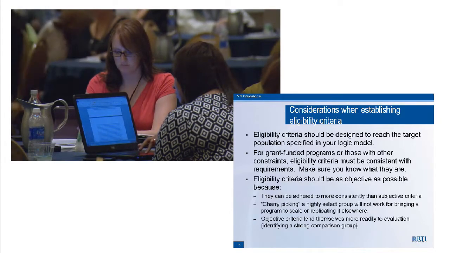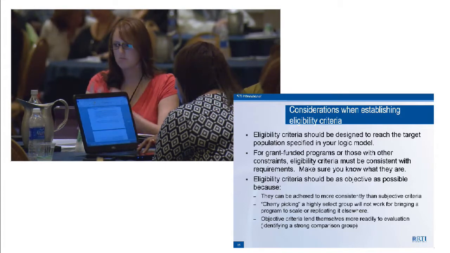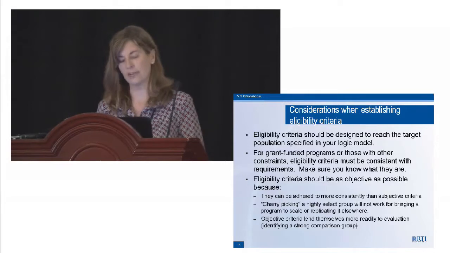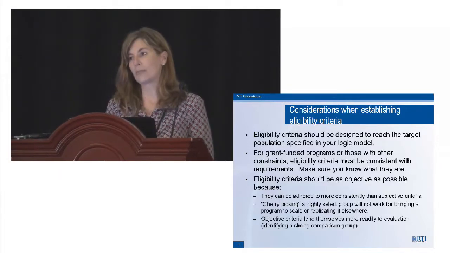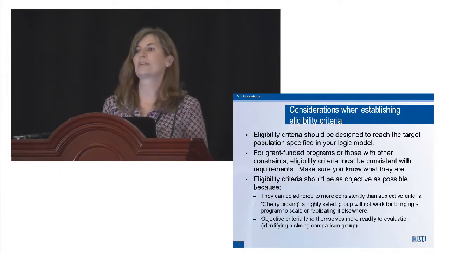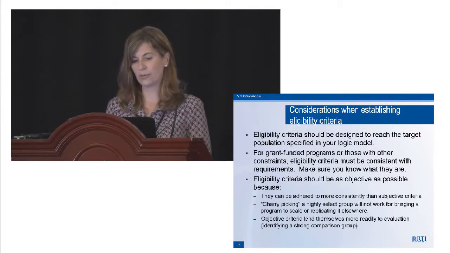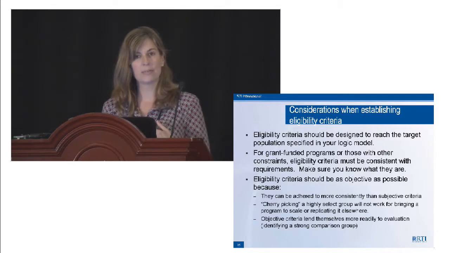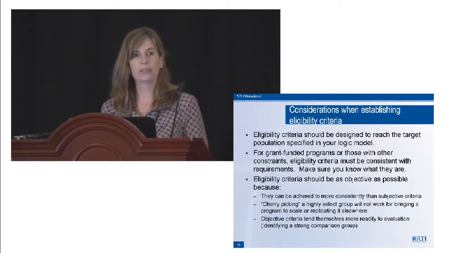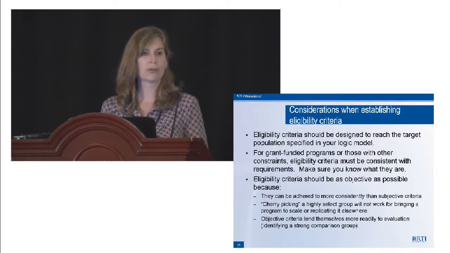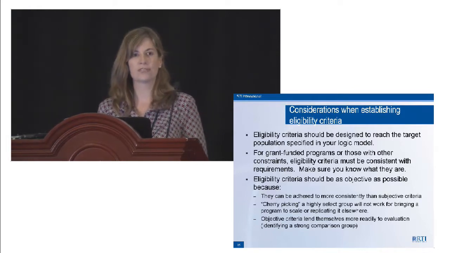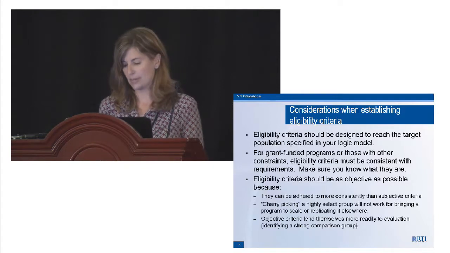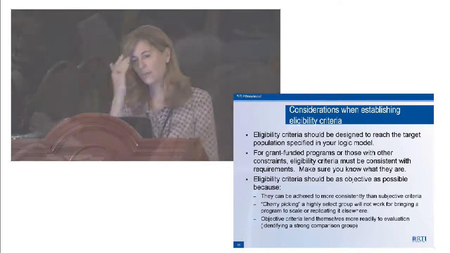And the reason for this is that when you're looking at whether your program works, well, to answer that question, you have to compare it to something. And this is what Akiva is going to focus on in a minute. And so that requires a comparison group that looks very similar to those who received your program. And if you have objective eligibility criteria, you can apply those to a comparison group and end up with people who look very similar to those who were served by your program. Whereas if you use sort of subjective cherry picking, it's going to be very difficult to identify a truly strong comparison group.